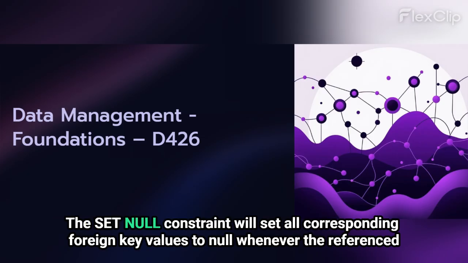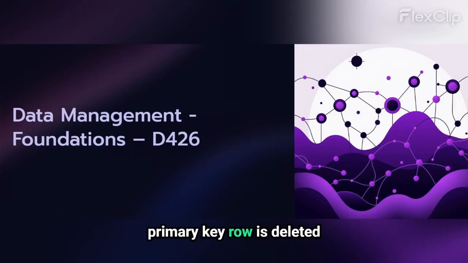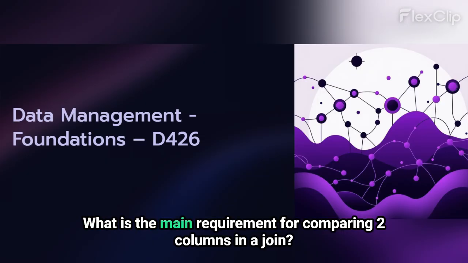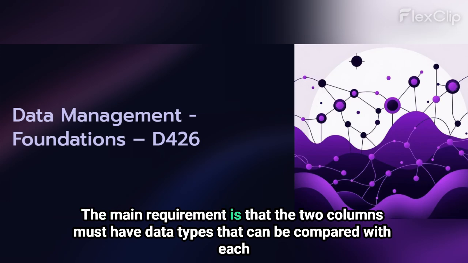The set null constraint will set all corresponding foreign key values to null whenever the referenced primary key row is deleted. SQL joins. What is the main requirement for comparing two columns in a join? The main requirement is that the two columns must have data types that can be compared with each other.